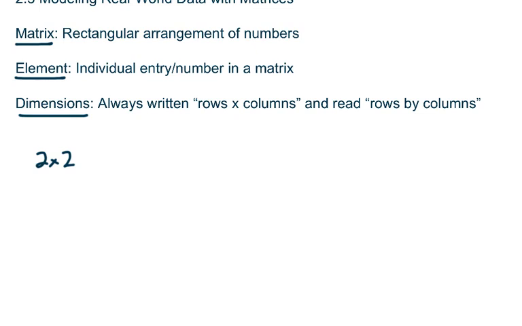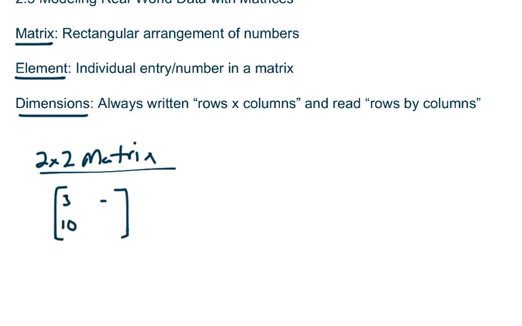A 2 by 2 matrix looks something like this. It's just a box. The brackets do not make a whole box. We're not going to put the whole thing all the way across. It doesn't work that way. It's just the brackets around the edges. A 2 by 2 matrix could look something like this. You could have a 3 there, 10, -6, and 0. That's what a 2 by 2 matrix is.